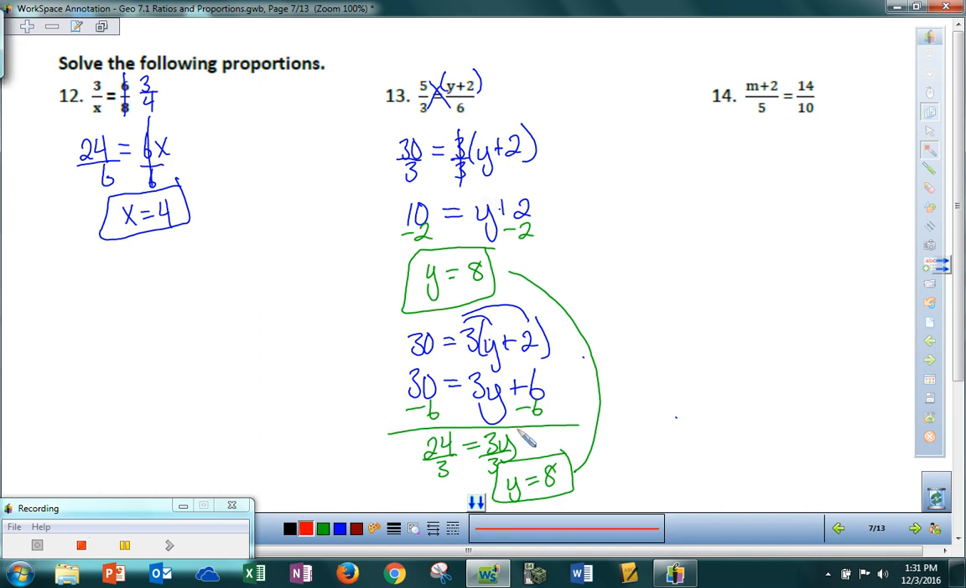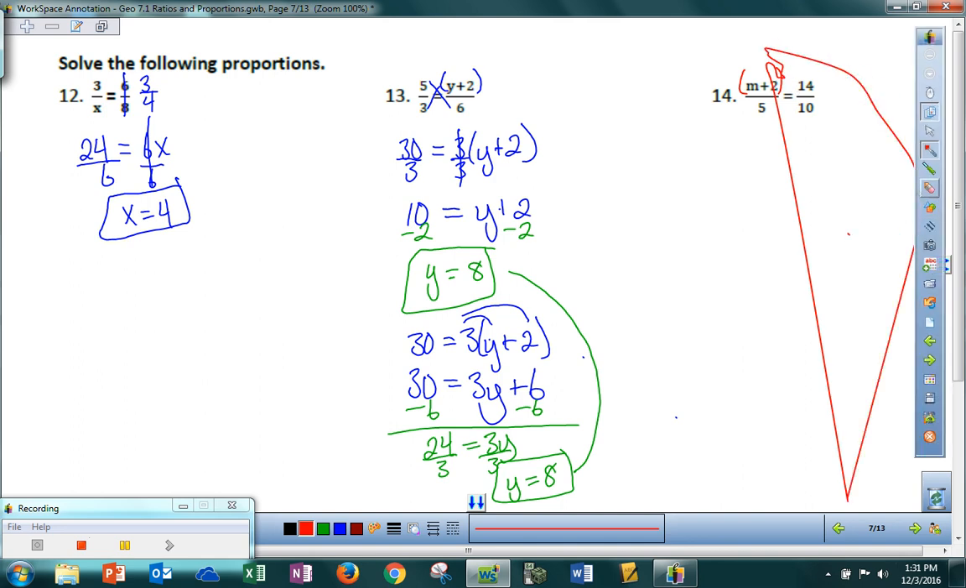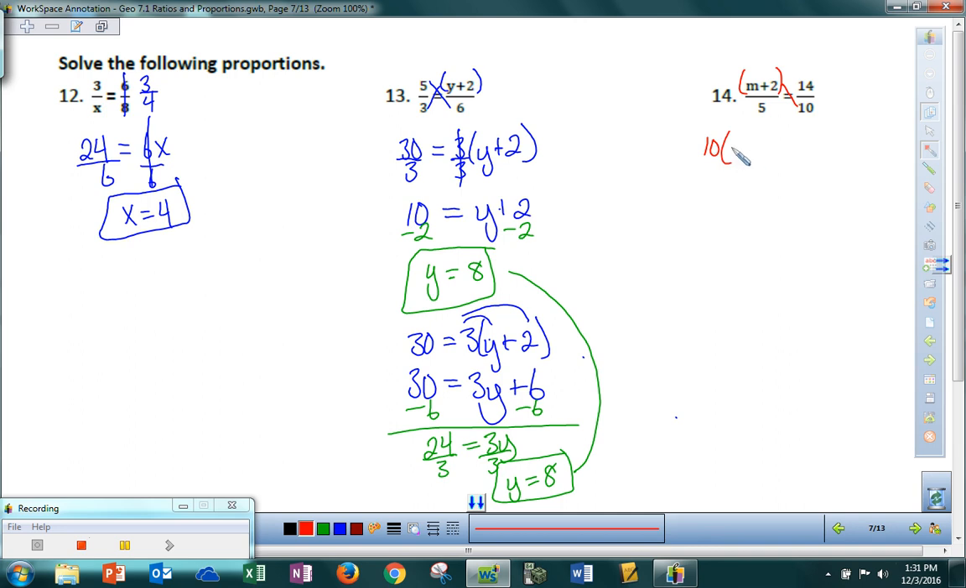Okay, so let's check out the next one then. We've got m plus 2. Again, anytime there's something more than just a variable, we want to make sure that we put it in parentheses. And then we will cross multiply again. Now, I'm going to choose to write this 10 first, just like I wrote the 3 first over here, and say that's 10 times the quantity m plus 2. And I'll set that equal to my other cross on this side, 70.